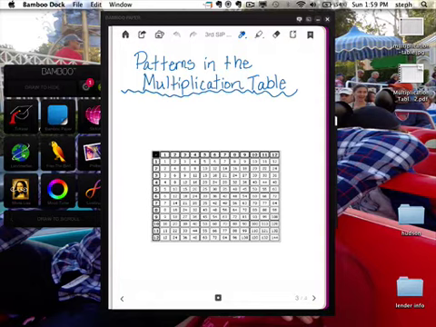So this is an example of a multiplication table. It has rows and it has columns. So remember, going across are the rows and going down are the columns.